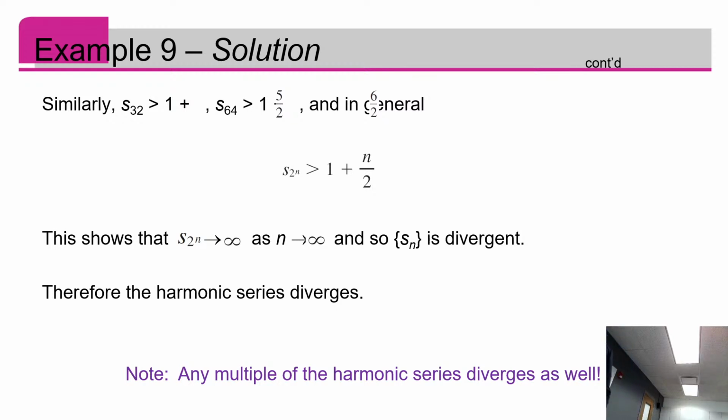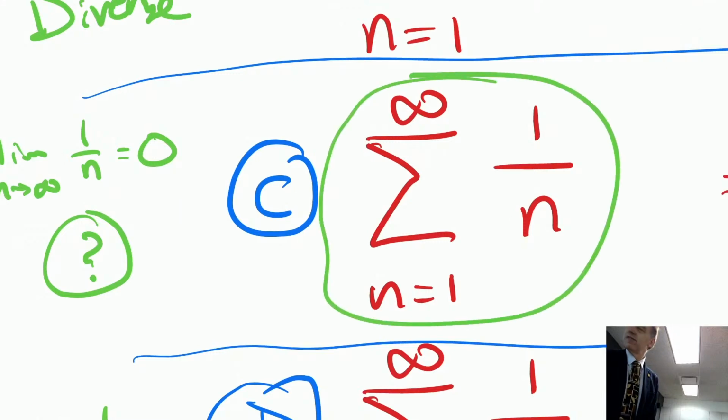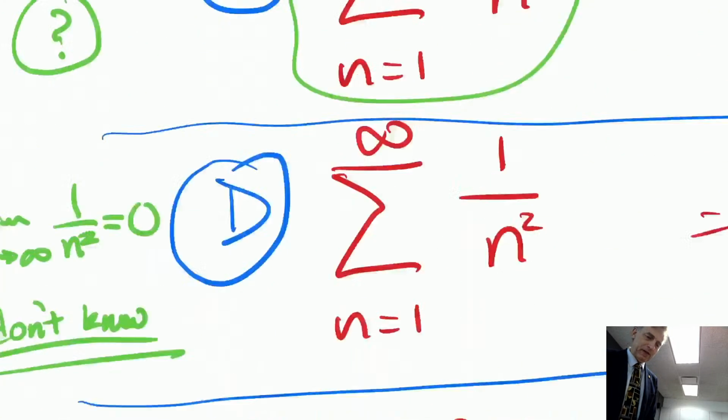And it turns out any multiple of the harmonic series diverges as well. So getting back to this, the thing that we need to remember is that the harmonic series and all of its friends, they all diverge. So this thing diverges. So maybe I'll put that on my list.